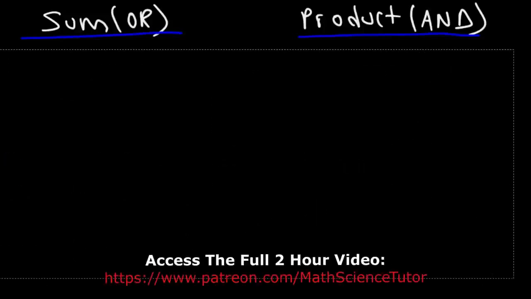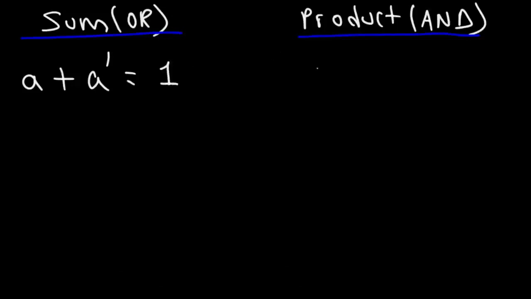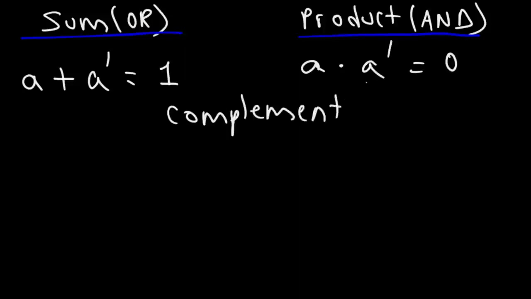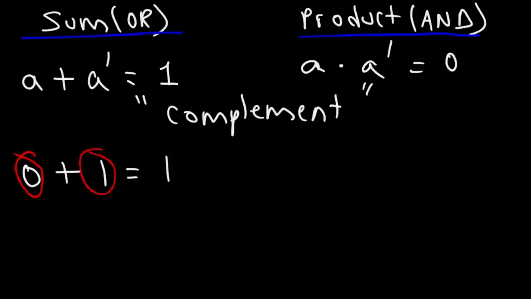Now the next rule that we're going to talk about is the complements. A plus A prime is going to be 1. And A times A prime will always be 0. So this is the complement property. Now, using numbers, if you have a 0 and a 1, let's say if A is 0, A prime has to be 1. So when dealing with the OR logic gate, if one of the inputs is in the off state and the other is in the on state, the output will be on. So that's what 0 plus 1 equals 1 means.